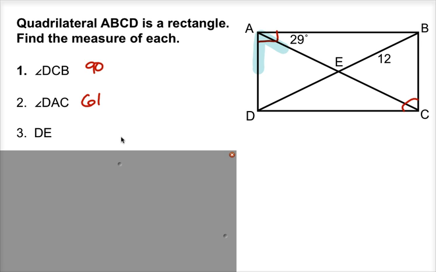DE. Well, let's see. Looking at how big is segment DE. Well, I know that the diagonals of a parallelogram bisect each other, so DE should be the same length as EB, and we know that EB is 12, so DE should also be 12.